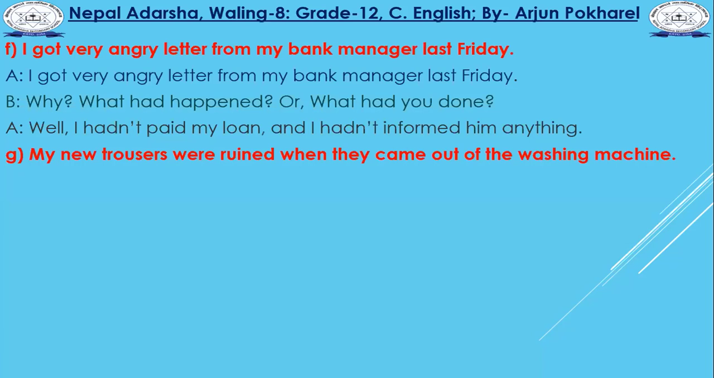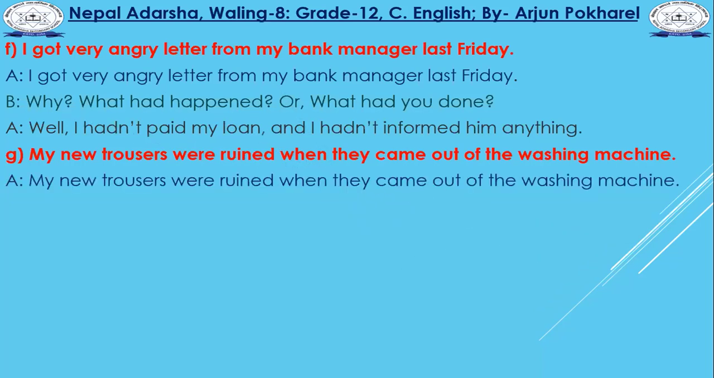Then what might be your answer? My new trousers were ruined when they came out of the washing machine. The question itself, okay, why? What had happened? Or what had it done? You can say any one. You don't have to use both of them. I have given only one here, because you need not write what had you done or what had she done. Out of these two expressions you can write any one. Okay, can you tell me what happened?